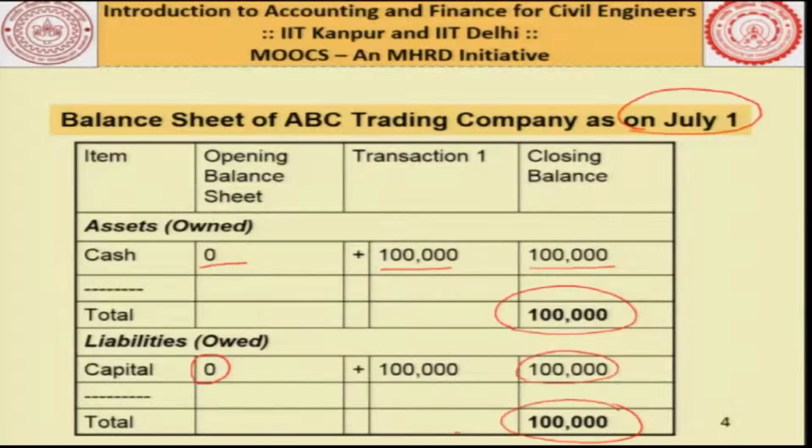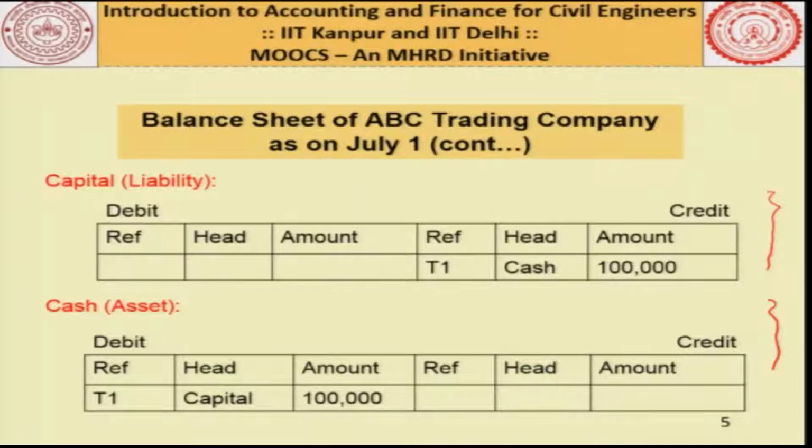Now I will tell you how to record these transactions in different T accounts also. As I told you, a T account is also sometimes known as a ledger. In order to visualize a T account, you can extend this line like this, so that now you can see a diagram something like this, and it will give you a feel of a T.